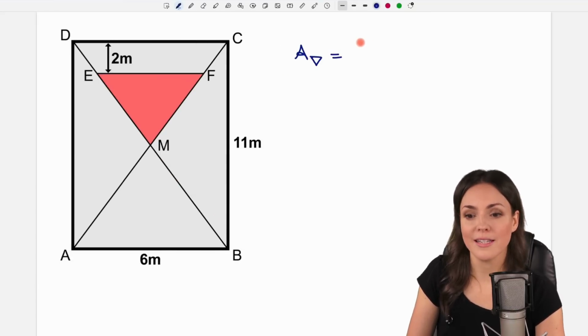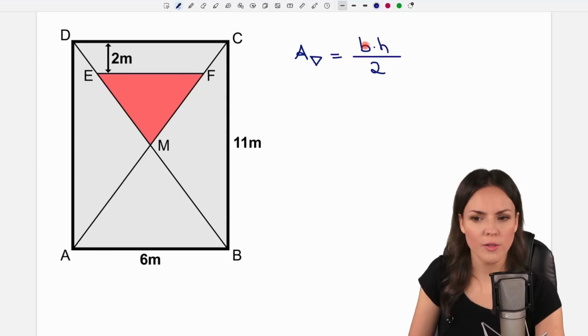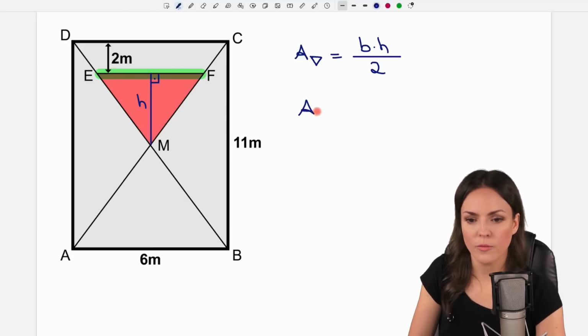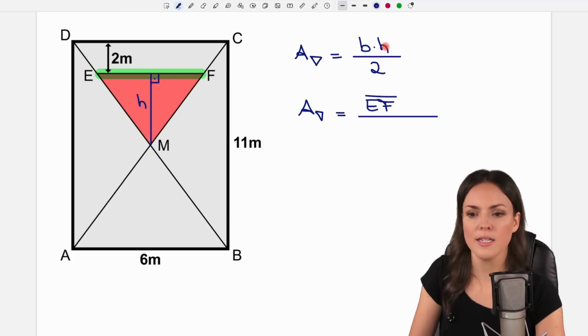The formula for this is base times height divided by 2. So what is my base? What is my height? For my triangle here, I can pick EF as my base, and then I take this line here as my height that is perpendicular here. So I write down the formula like this. I have my base, so the segment from E to F, and I take the length of this segment and I multiply it by my height.